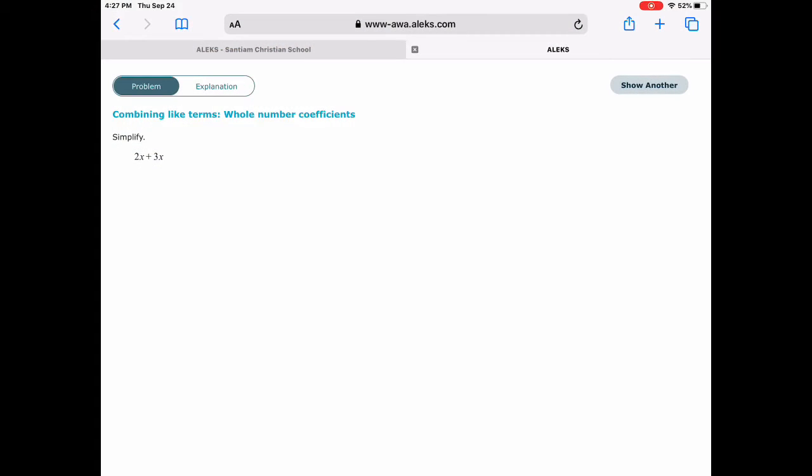This is lesson 1-4. I'm going to work through some of the problems we'll see in this lesson. Combining like terms, whole number coefficients.